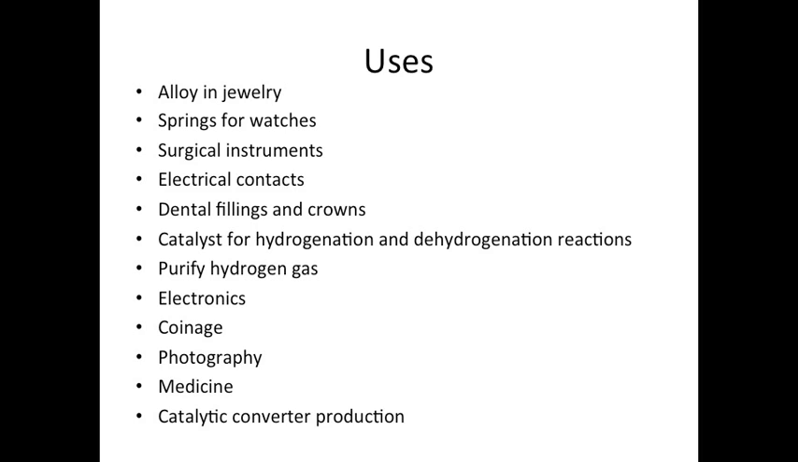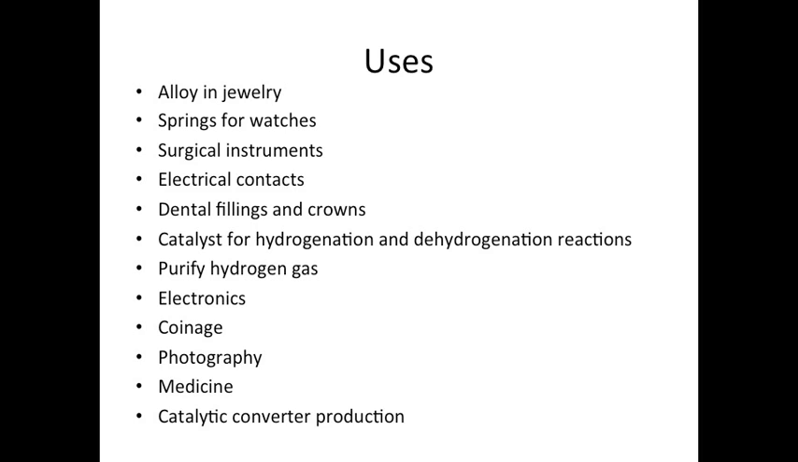Can be used in various ways. Palladium is growing in popularity in jewelry making because it is a strong and durable metal, yet has a low density, making it easier to wear than other metals. It's also used for springs in watches. Palladium can be used in the production of surgical instruments and electrical contacts for the same reasoning.